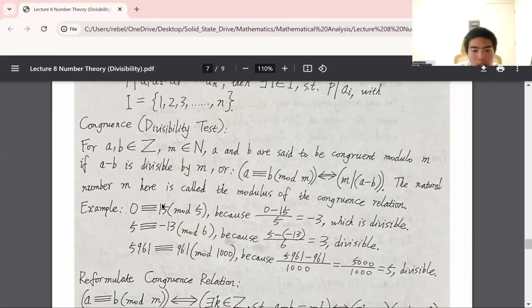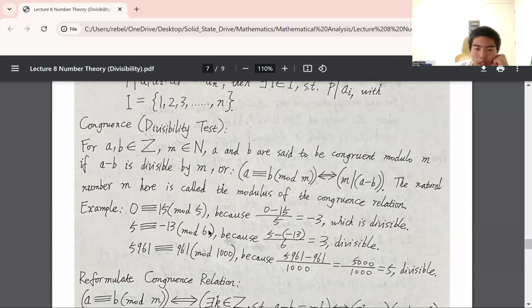0 and 15 are congruent modulo 5, because 0 minus 15 is negative 15, divided by 5 is negative 3, which is divisible. They are congruent modulo 5. 5 and negative 13 are congruent modulo 6, because 5 minus negative 13 is 18, and 18 divided by 6 equals 3. It's also divisible. And in this case, even modulo 1,000, we subtract them to find it's 5,000, and 5,000 divided by 1,000 equals 5, which is also divisible.